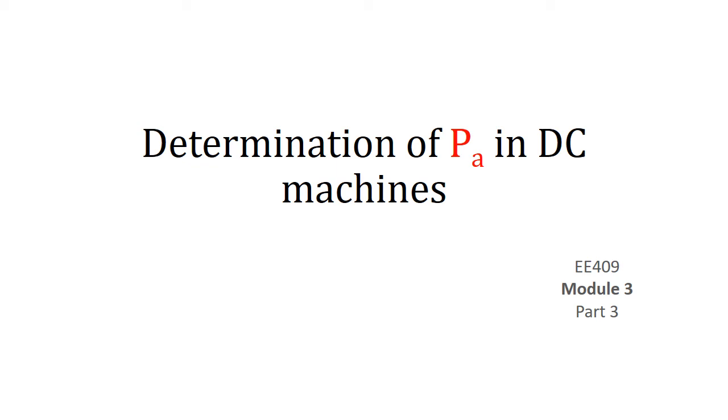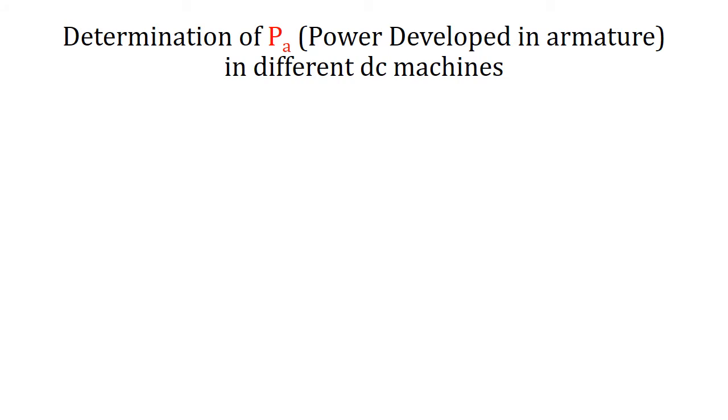In this lecture, we will be discussing how to determine the power developed in armature of DC machine in order to substitute this in the output equation. Now we will discuss how to determine the power developed in armature in different DC machines.